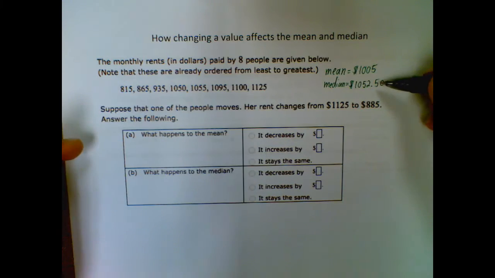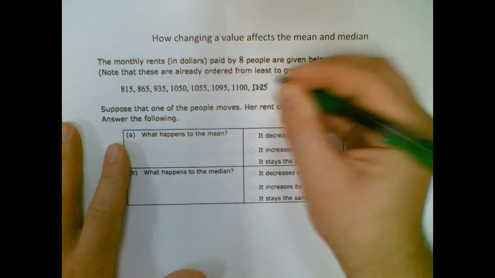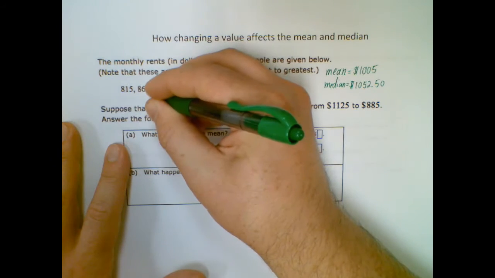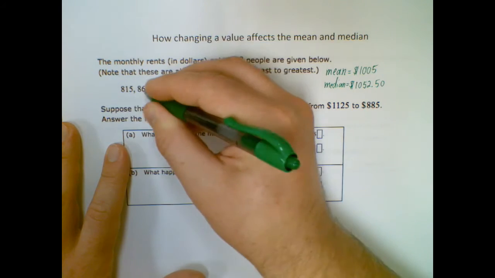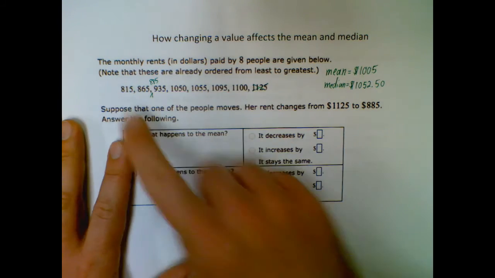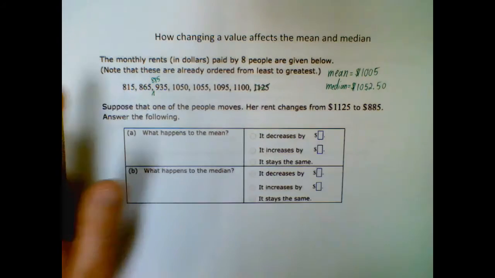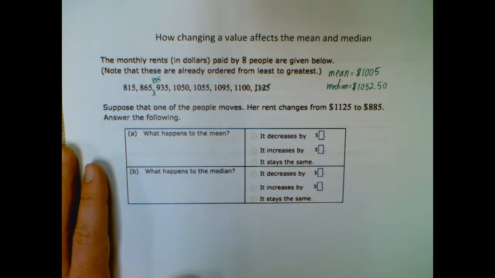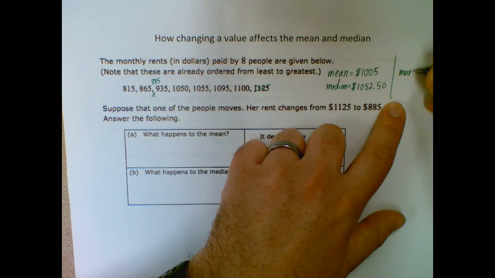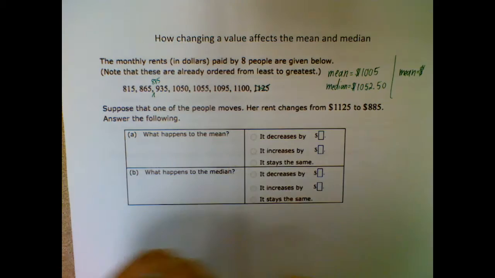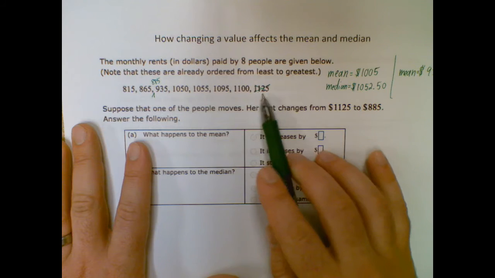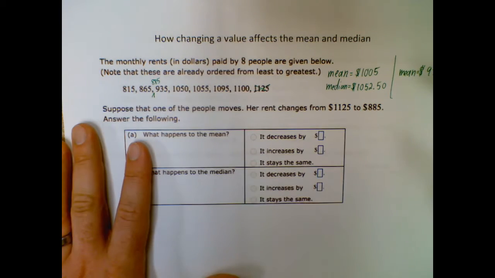All right, so now that I know that, I'm going to try that again without using this number and putting in 885, which would go right here between 865 and 935. If I swap that out, I'm going to add these 8 numbers this time and divide by 8 and find that my new average, so my new mean, they're the same thing, comes down to 975. So it went down, which isn't surprising since our largest number turned into a smaller number.